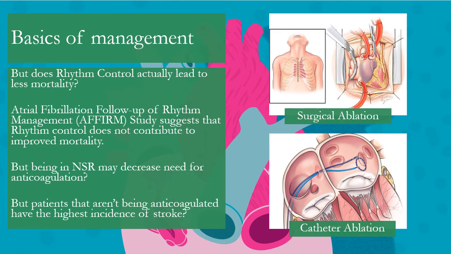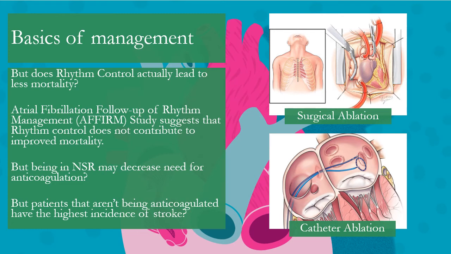So again, the idea was, well, if we can get people with rhythm control either permanently or with medications that just keep them in NSR, well, then do they need anticoagulation? But then the other side of the coin is when they studied how many people who had AFib actually had strokes, the highest percentage were the ones that weren't on anticoagulation, okay? Which suggests that patients should be on anticoagulation even if they've already gone through rhythm control.